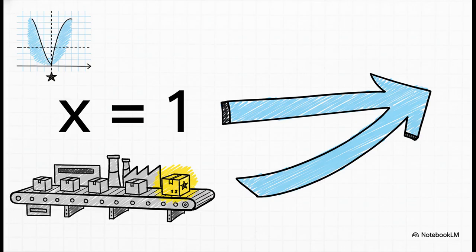Now, and this is critical, what does x equals 1 mean? It's not just the number 1. In the context of our model, it means the optimal production level is 1,000 units. That is the exact quantity that will minimize our costs.